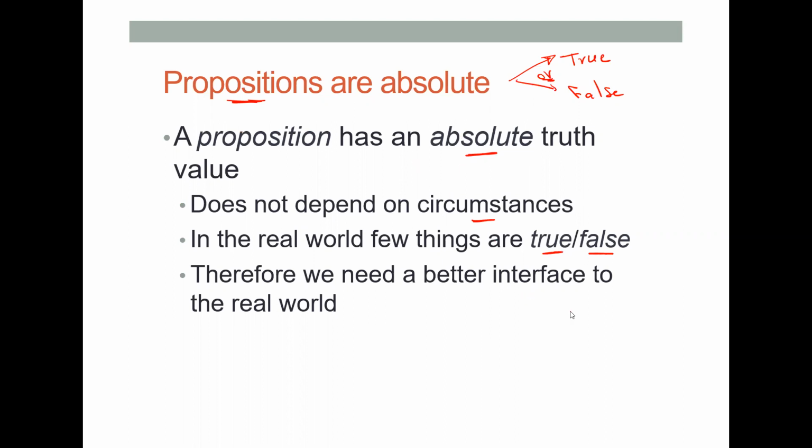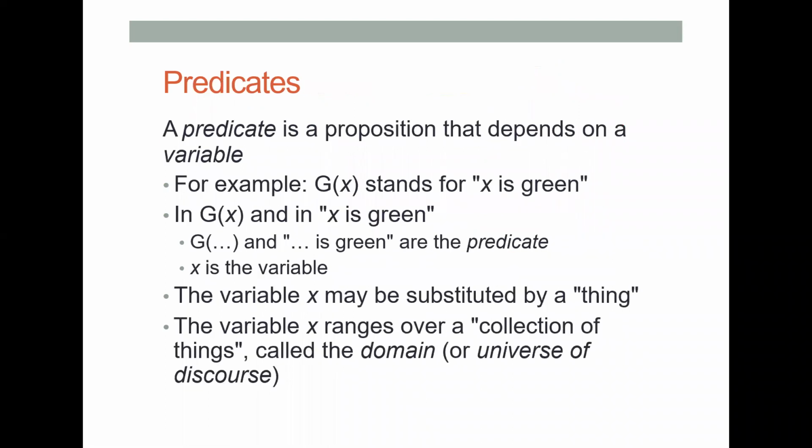That's why there is something called predicate logic. So predicate logic is more general than propositional logic, because predicate logic is a proposition, by the way, but it depends on variables. So for example, I'm gonna use this notation to denote that X is green. There is a function called g of X to calculate whether X is green or not.